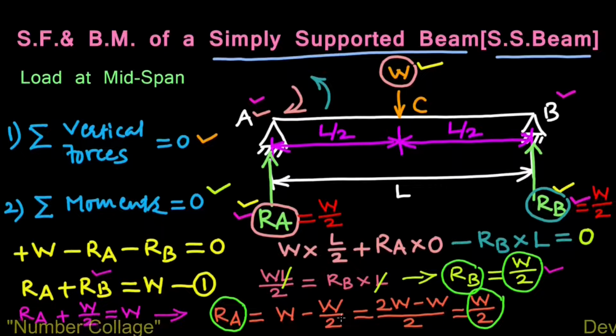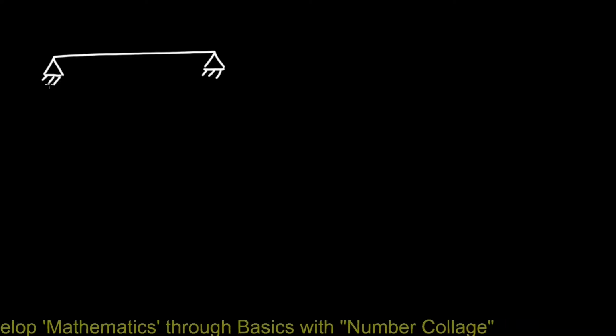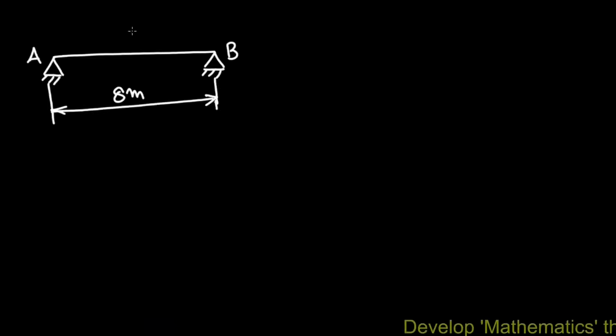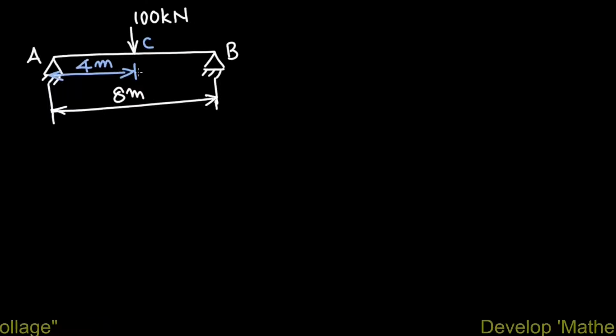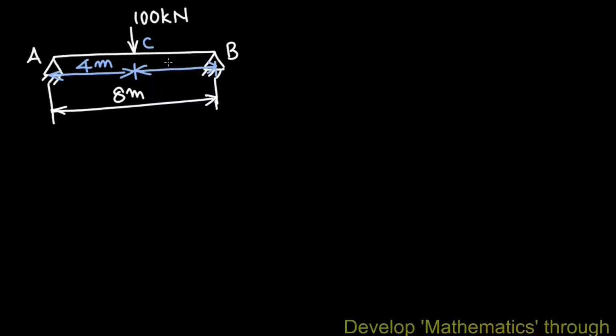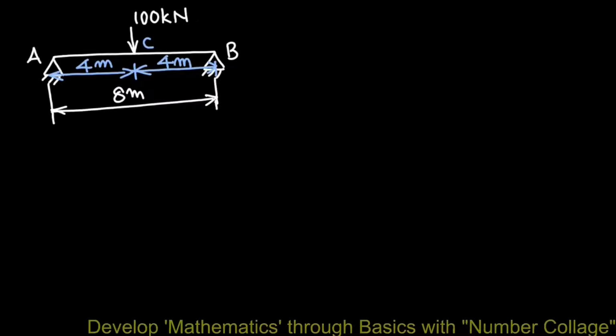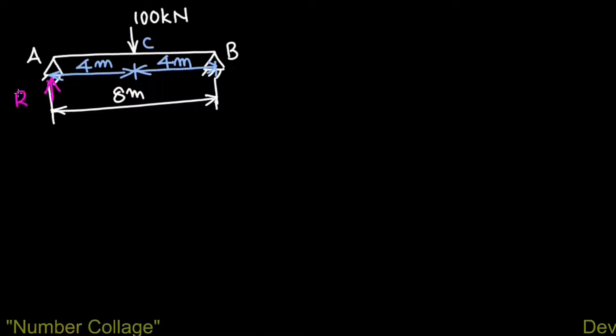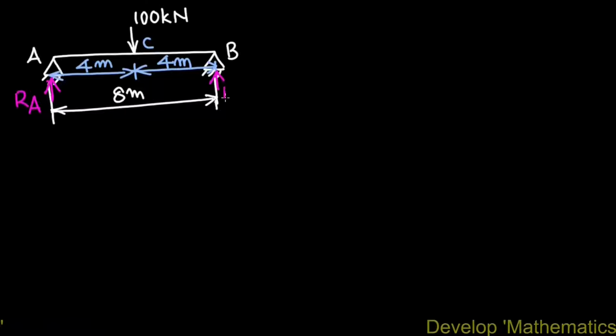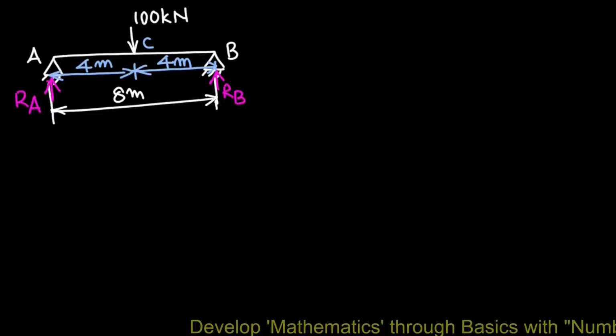A simply supported beam AB of span 8 meter is loaded at the midspan with 100 kilonewton load, so that distance AC will be 4 meter and distance CB will also be 4 meter. Due to vertically downward load, there will be reactions RA at support A and RB at support B. We have to find out the values of RA and RB.